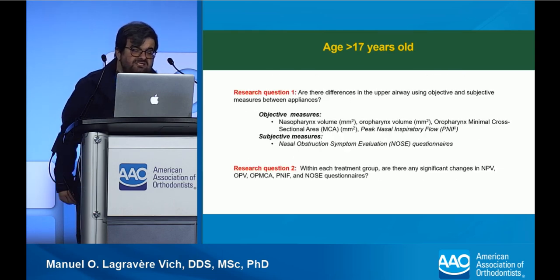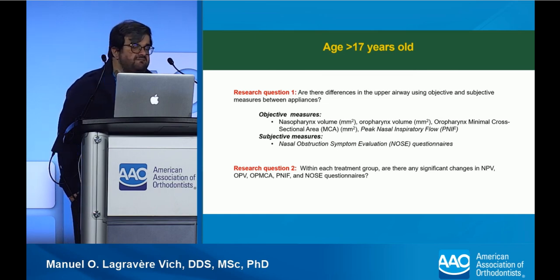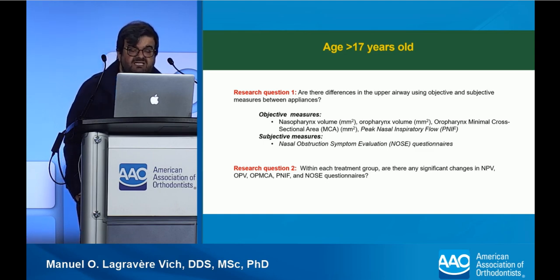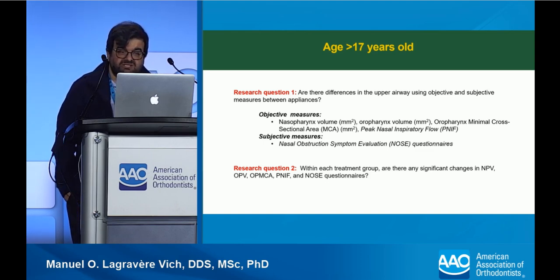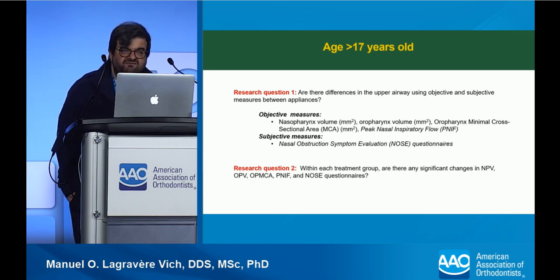So what are the questions? Are there differences in the upper airway using objective and subjective measures between appliances? The objective measures were basically the volume of the different areas of the airway. The subjective measures were obtained by the Nasal Obstruction Symptom Evaluation, right? And then question 2 was, is there a difference within each expansion in terms of all those values?